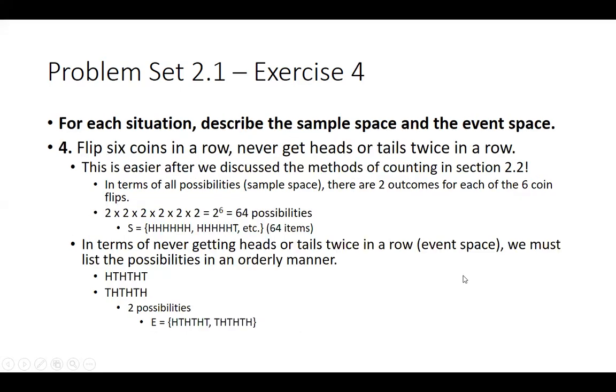In number 4, this is another one that's easier after section 2.2, using the counting principle. We want to flip 6 coins in a row, never getting heads or tails twice in a row.